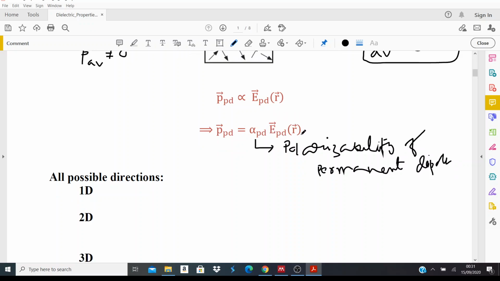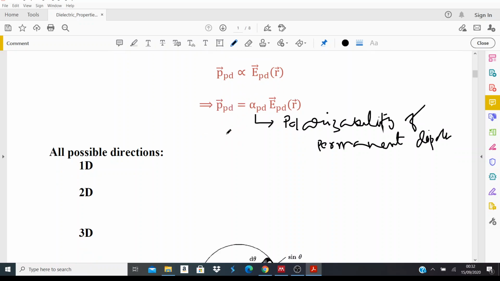And this E_DR is a local field acting on the dipole moment, and we need to know how to calculate the electric field acting on a local dipole moment. But let's assume for this problem we know the expression for the local dipole moment, then we can find out the individual dipole moment of the permanent electric dipoles.